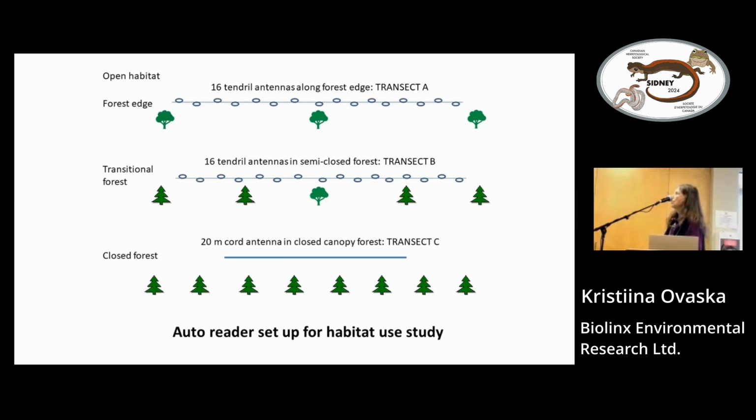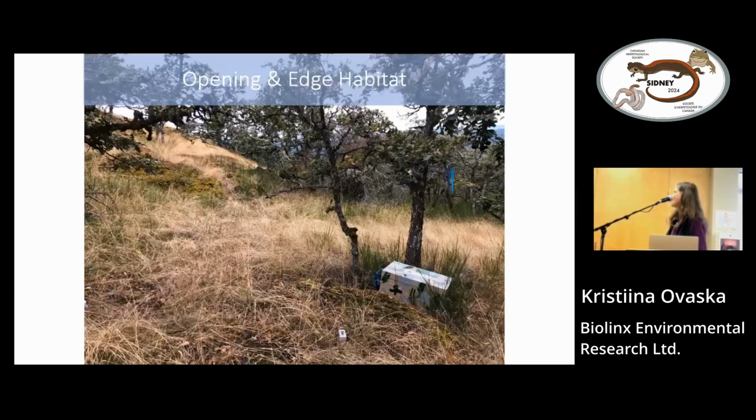Here we have a somewhat different system. We're using a 20-meter cord antenna. So this is just a line laid out onto the ground. And if the snakes cross it or go close to it, about 25 centimeters or so, its tag gets read. And this function, we have 4 setups, 4 replicates of this setup on Observatory Hill.